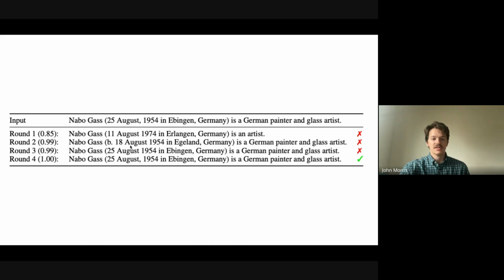Then after one correction, it gets close, and this is the embedding similarity here. It now has the nationality, and it makes another guess at the place, Erlangen, and then Egeland, but it's still a little wrong. And then after another guess, it gets the date right, and it fixes the location, but there's still something off. Oh, it's missing a comma here. And then it makes one more guess where it just fixes the comma, which is interesting.